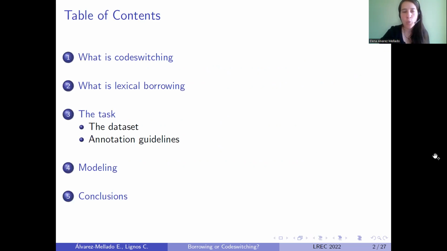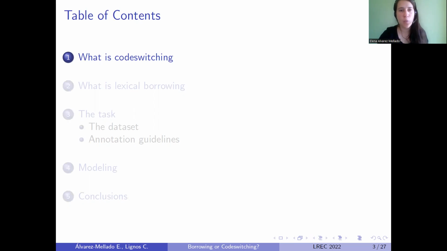So what we're going to be covering in this work is the differences between code switching and borrowing. We'll start with some definitions on those two topics. I'll present the task that we did, the data set that we created, and annotation guidelines for that data set. I'll present the modeling results that we got, and we'll see the conclusions.